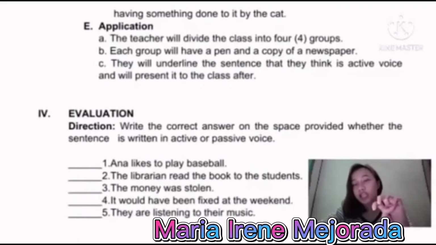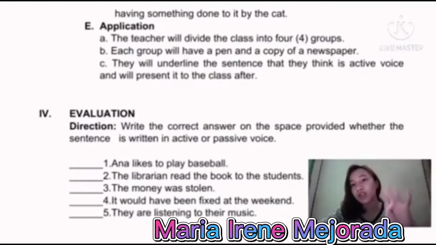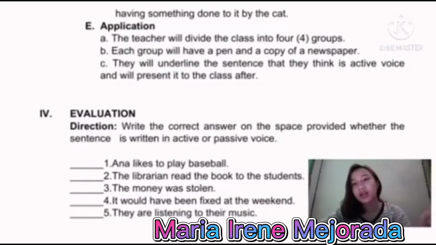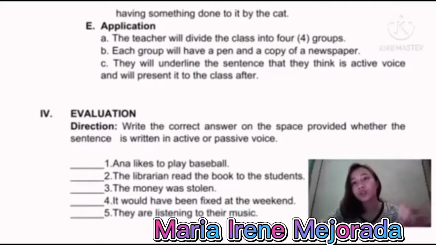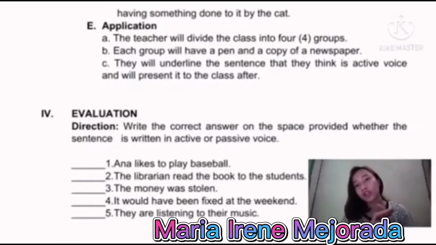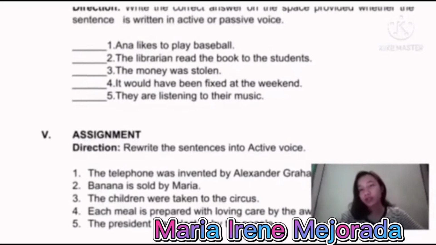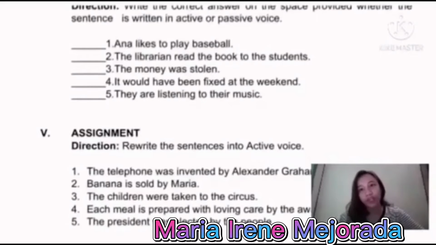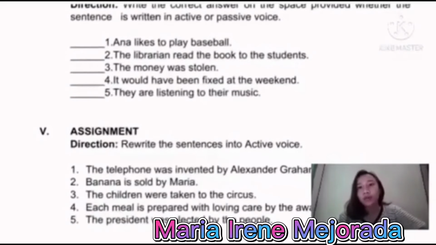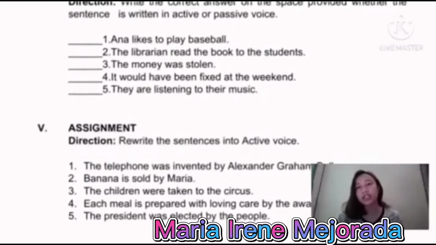Application is very important and scary at the same time because you really need to make sure that your students really understand the lesson. In this case, the students will do their tasks with their group mates to contribute, to share, and to learn new knowledge with their classmates. The next one is the evaluation. You really need to evaluate your students if they really understand the lesson, which is the passive and the active voice. And next is the assignment. The other part of our lesson plan will be discussed by my group mates.